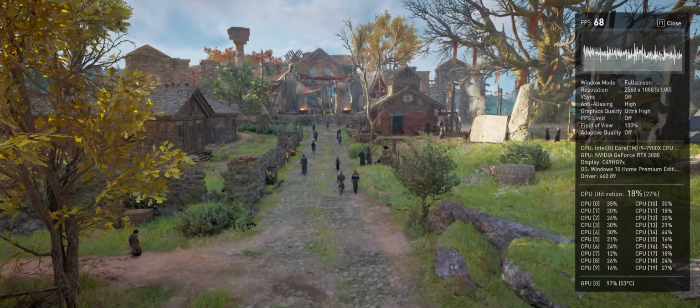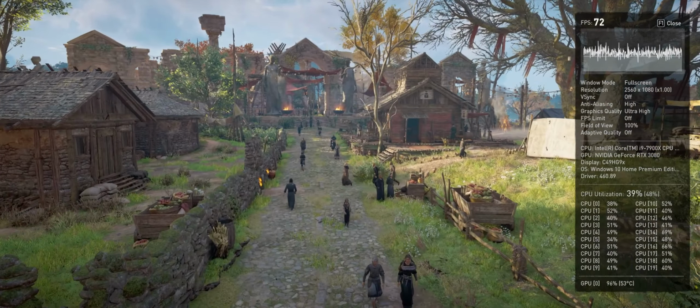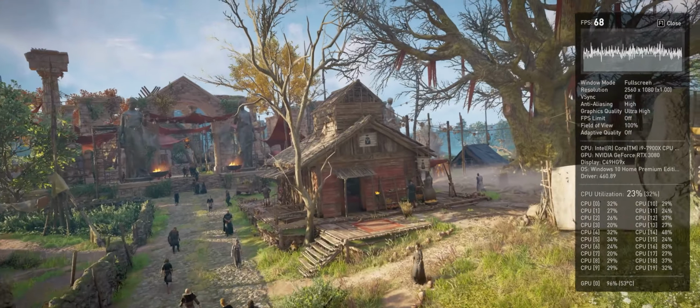The FPS will be seen in the top left, and we're going to have a side-by-side comparison. With that said, these are the results.